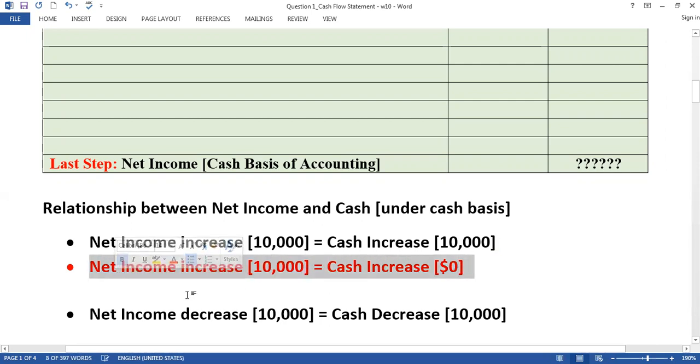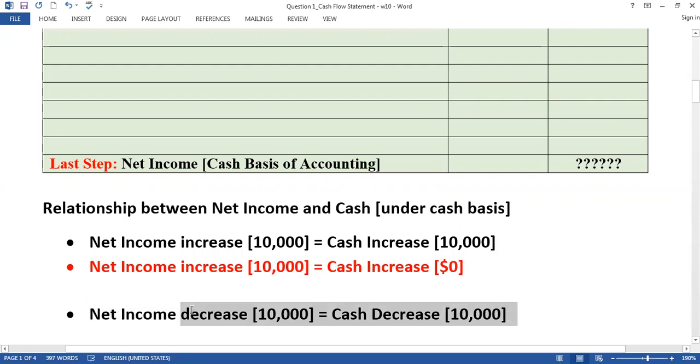You find a situation that net income increased $10,000, okay? Net income increased $10,000, but cash does not increase. How can we make it similar? Net income increased $10,000, but cash does not increase. Or we have another example here.